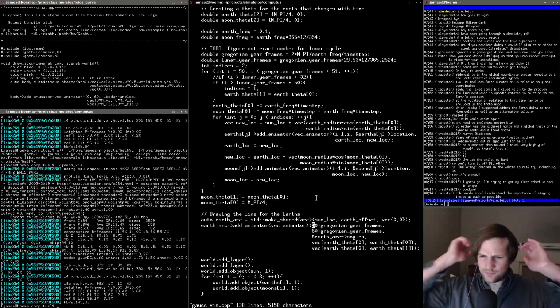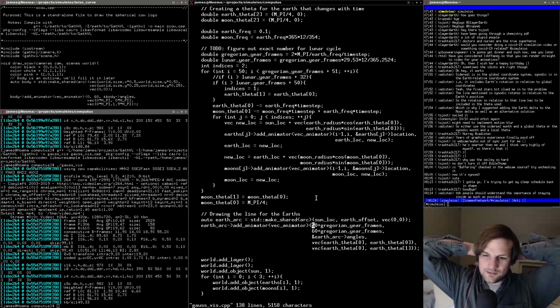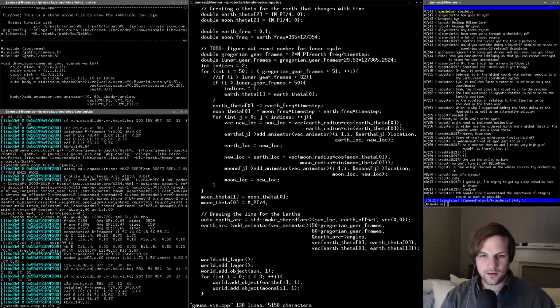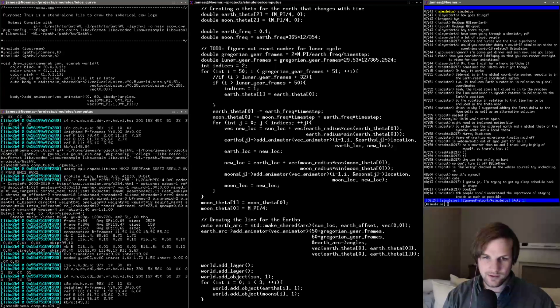Okay, so there's multiple problems with this. First of all, the line isn't in the right place, which is kind of weird. And second of all, the arc is not nearly long enough. So I need to figure out why the arc isn't that long. So the Earth theta, what I want to do here is I'm just going to print it out.